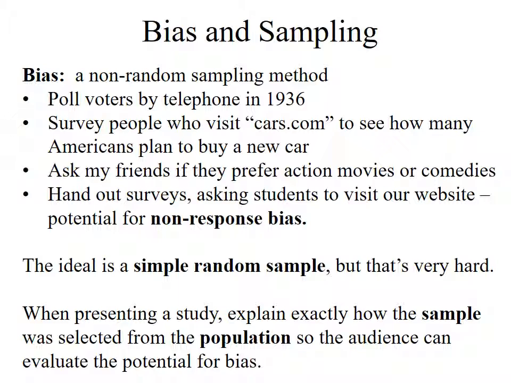The goal is a simple random sample. Everybody in the entire population has an equal chance of being selected for my sample, but that's really hard to do. In lots of cases, it's just straight out impossible. So what do we do? We do the best we can, and then when we present our study to the world, we explain exactly what we did. Here's how I gathered my sample, and everybody can make up their own minds about exactly how random or non-random it was, and make up their own decisions about whether bias has infected my study and therefore made my results meaningless.